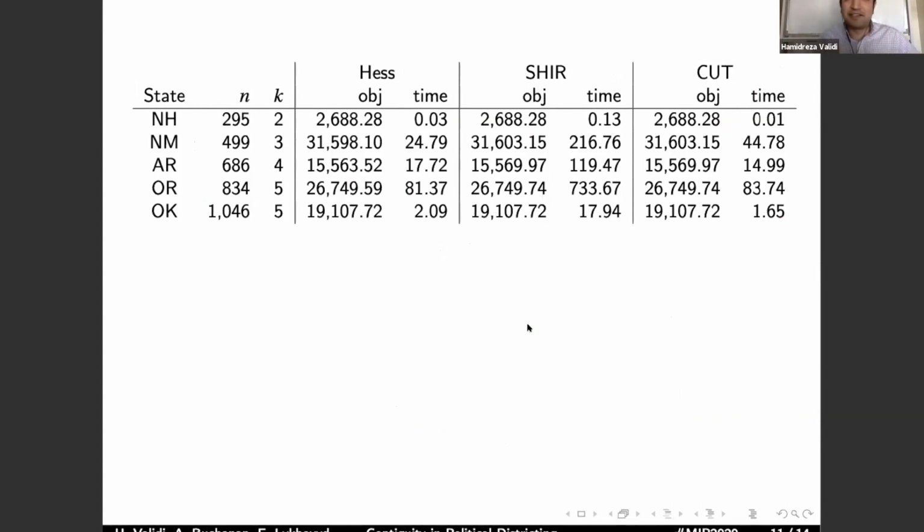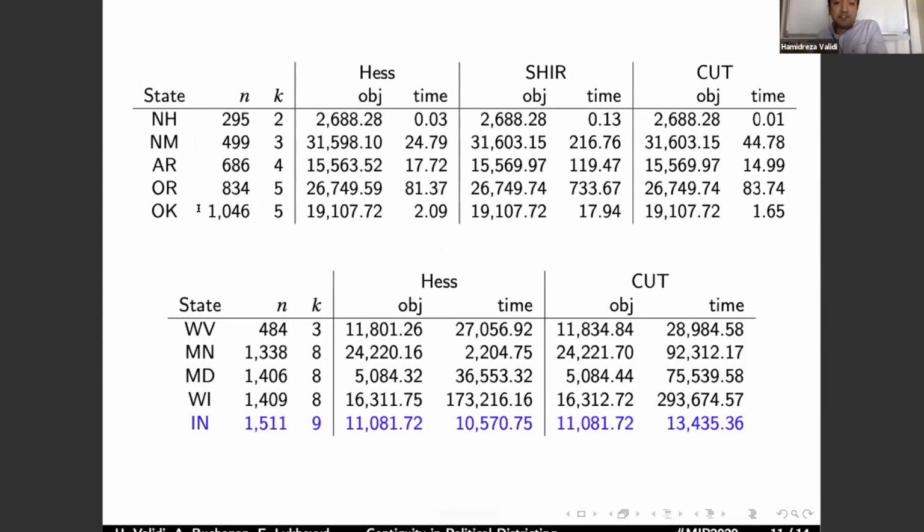Then we can see that you can solve them in more reasonable times, and actually we solve them to optimality for 21 states at the tract level. And if we relax the time limit, we found that we can also solve Indiana at the tract level, which is actually the largest instance that has been solved until today.